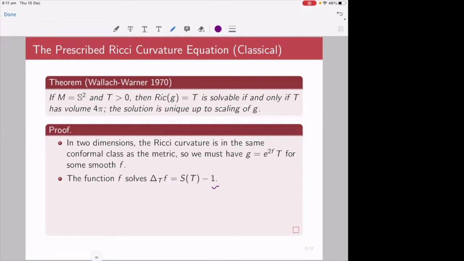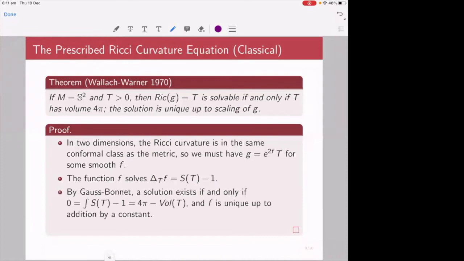Okay, what is so nice about this equation? So the Laplacian of the smooth function f, the Laplacian taken with respect to the metric t, that's supposed to coincide with the scalar curvature of t minus 1. This is a linear problem in f. It's just a Poisson equation. So that's quite nice. Using the well-known theory of Poisson equations on the two-sphere, we can see that a solution is going to exist if and only if the average of the right-hand side is 0. So what we end up with is 0 equals this integral here.